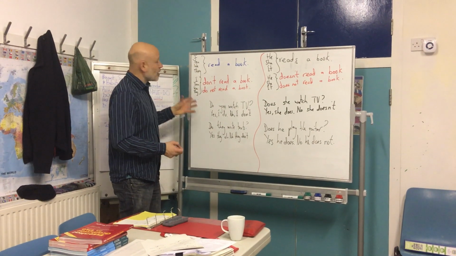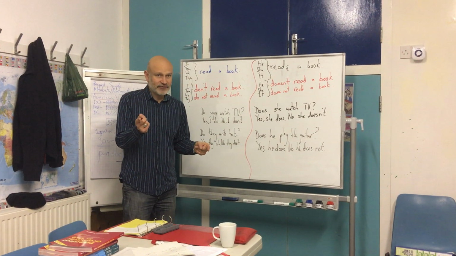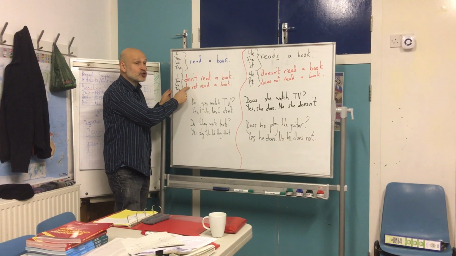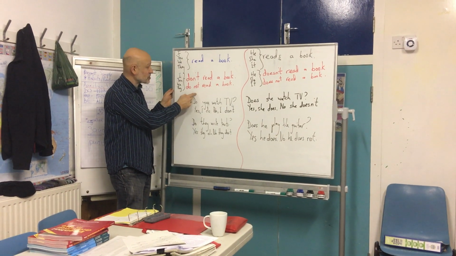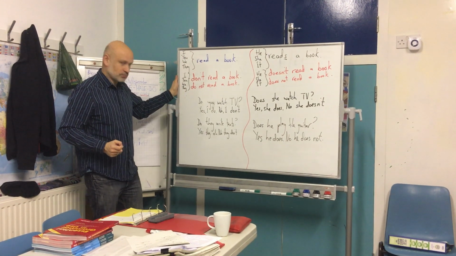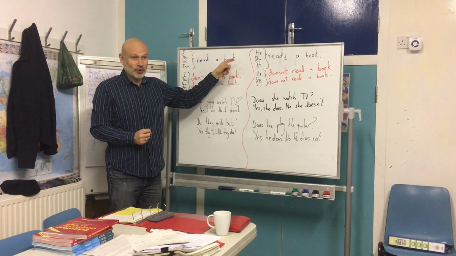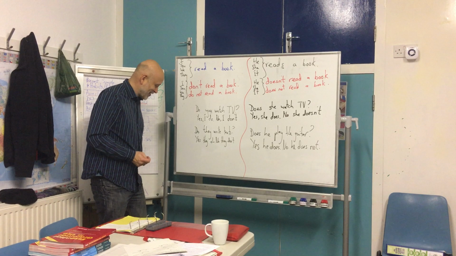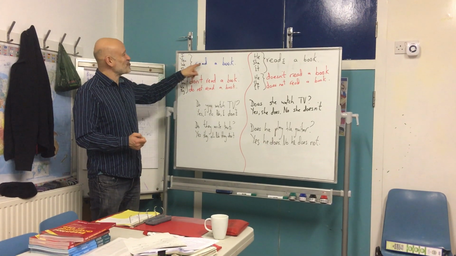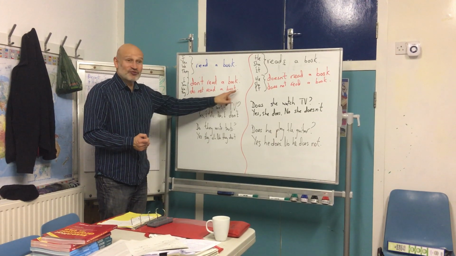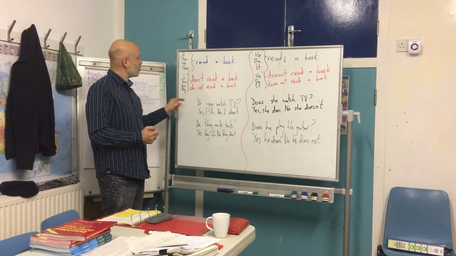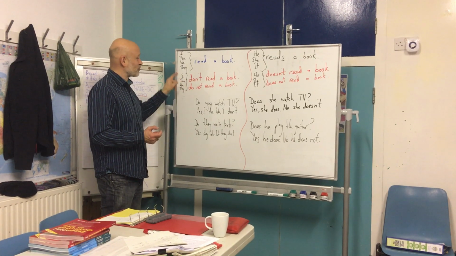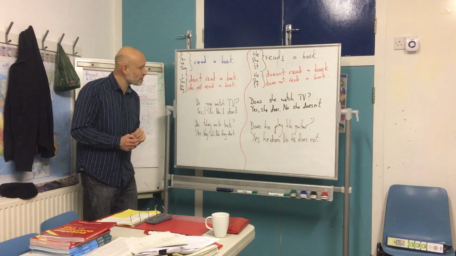I read a book. But if we make it negative, we have to add this word, don't or do not. So, I read a book, I don't read a book. You read a book, you do not read a book. We read a book, we don't read a book. They read a book, they don't read a book. They do not read a book.